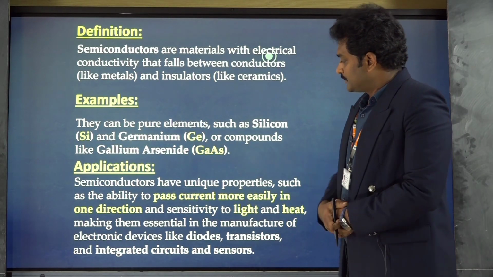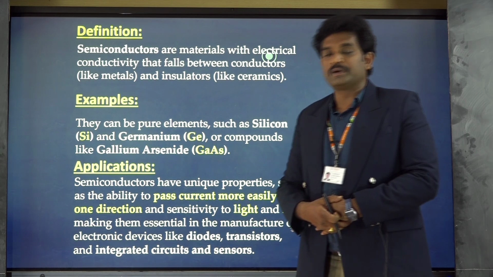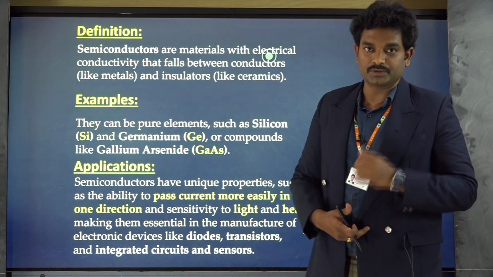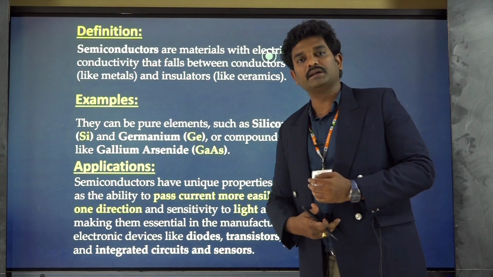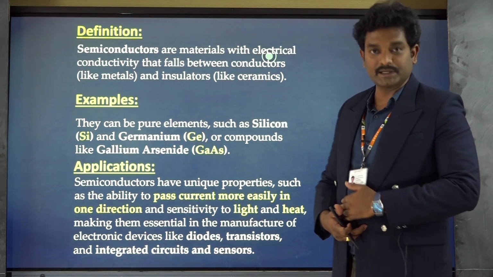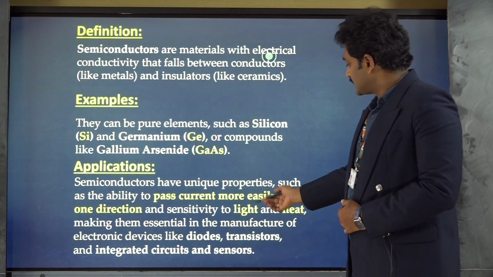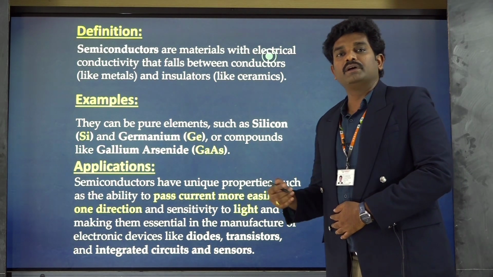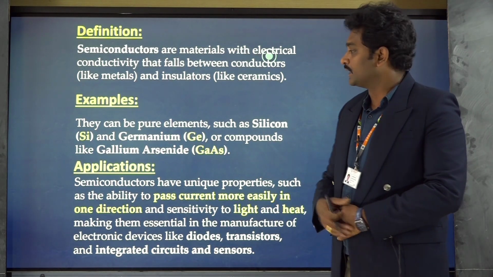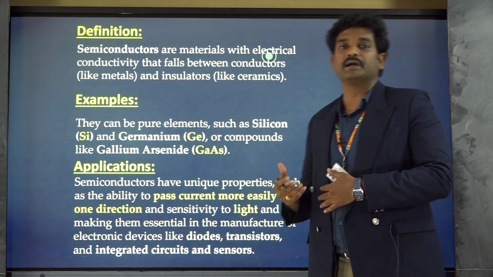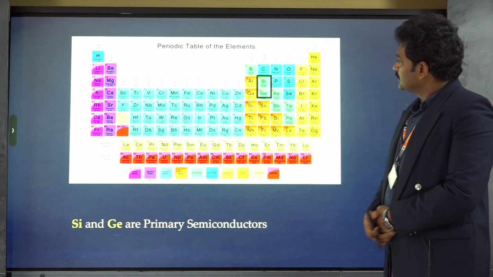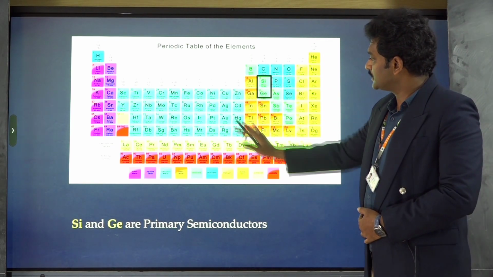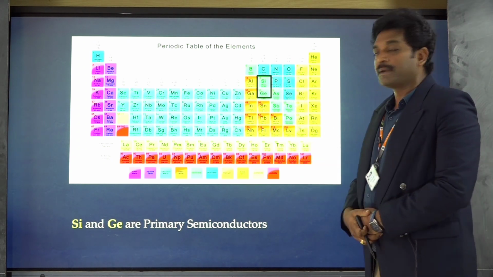Now coming to the applications of these semiconductors, as I have already discussed in the previous slides, there is no place or field in which semiconductors are not used. We are directly or indirectly completely depending on semiconducting devices. There are so many sensors, like light sensors, heat sensors, proximity sensors, gas sensors; everywhere we are dependent on semiconducting materials. How did we become so dependent on these semiconductors? Let's see. If we observe the periodic table, silicon and germanium are the only two primary semiconductors among all these elements. So these two are called primary semiconductors.